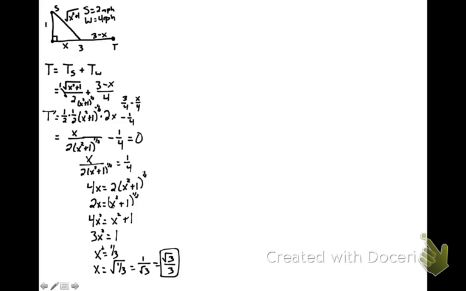So I should swim root 3 over 3 miles from where I am in the ocean, so that I can minimize the amount of time. In the final video on optimization, we'll look at 2 more optimization examples.